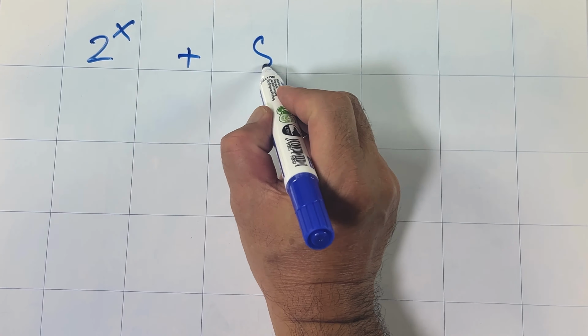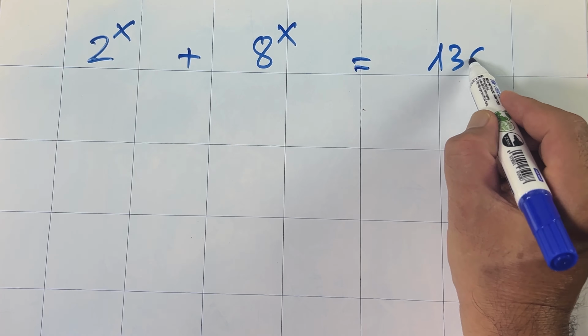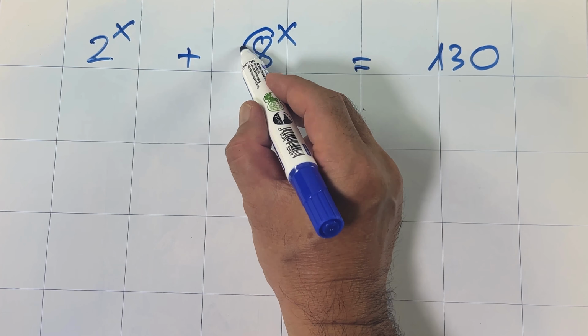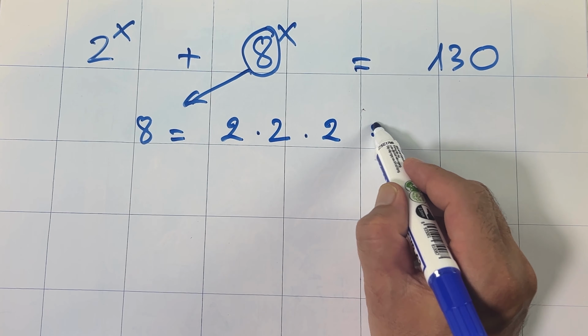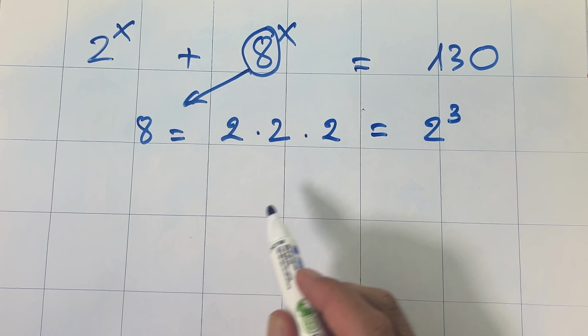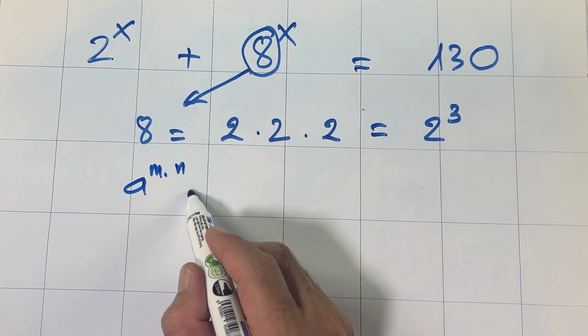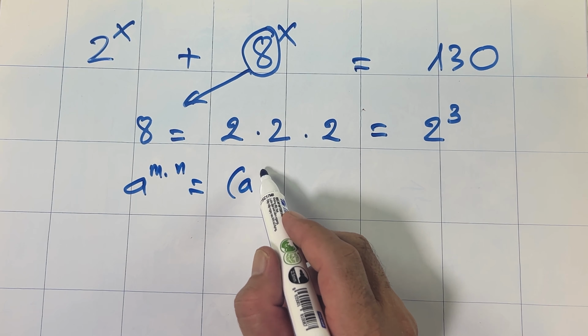Today we will solve the equation 2 to the power of x plus 8 to the power of x equals 130. We see that 8 is equal to 2 times 2 times 2, which is equal to 2 to the power of 3. We also see that a to the power of m times n is equal to a to the power of m, all to the power of n, which is equal to a to the power of n, all to the power of m.